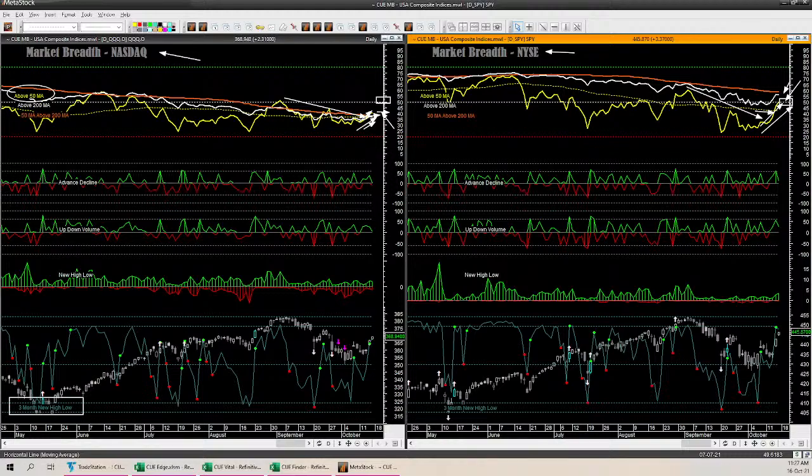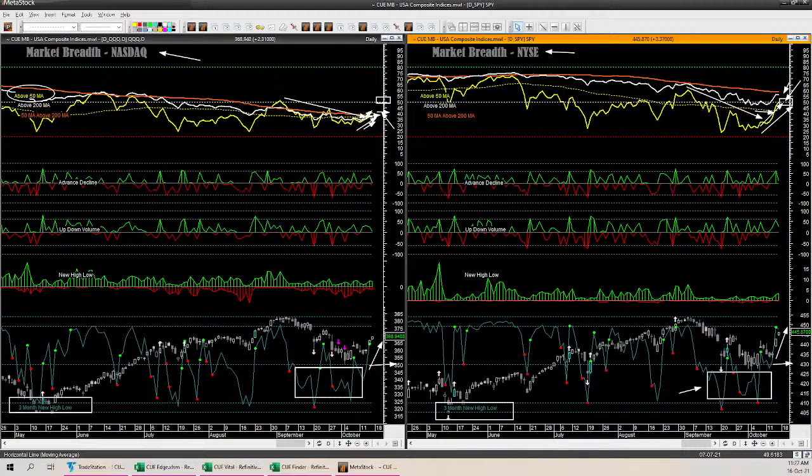If we look at the 3-month new high low, for some time it was in the lower half of the midline, and from Wednesday, Thursday, Friday it went up. So that is also a bullish signal.